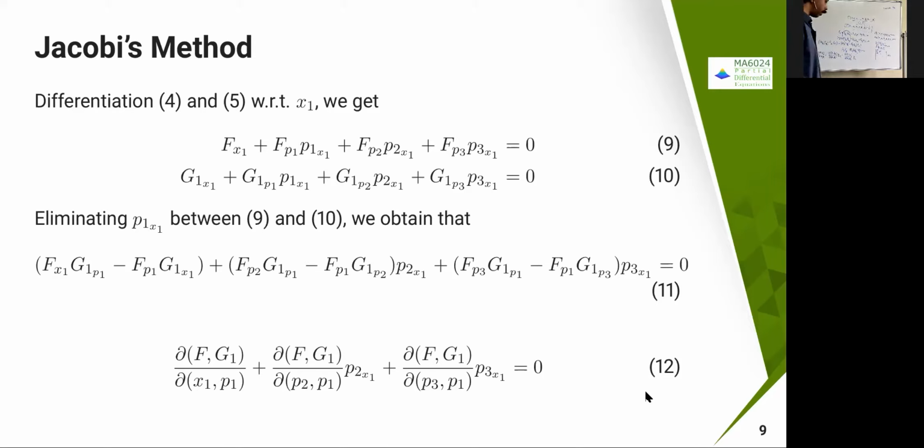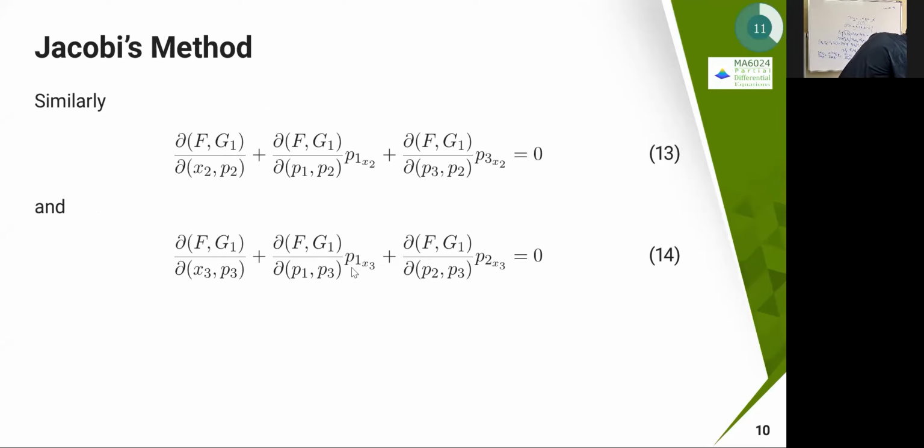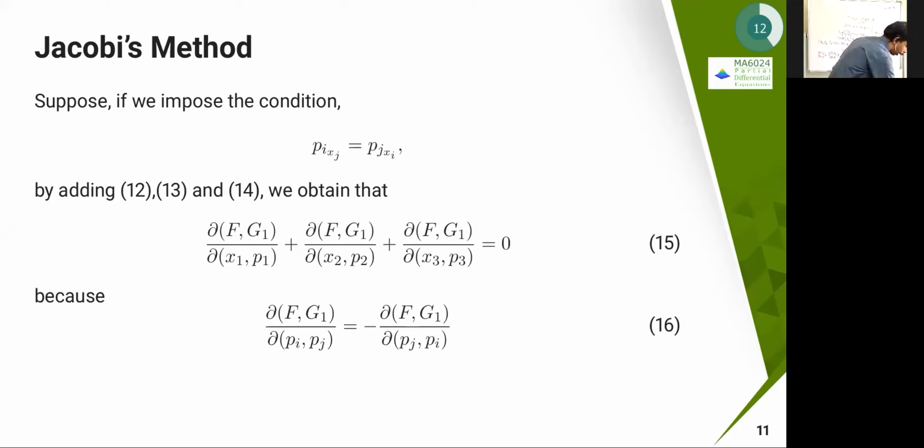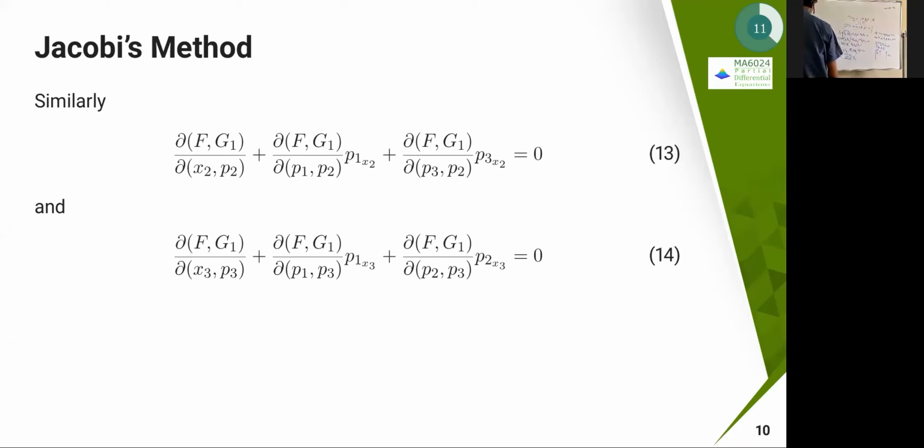So I can generalize this for the remaining terms and eliminate. Here I differentiated with respect to x1. In the same way I can do the same kind of differentiation for x2 and eliminate the values there. In that case a similar kind of equation is going to come. In the place of x1, I'm going to get x2 and p2 here. This is going to change, like p1 p2 is going to come, and p1 x2 is going to come. Similarly, here p3 x2 is going to come, and this is also going to change.